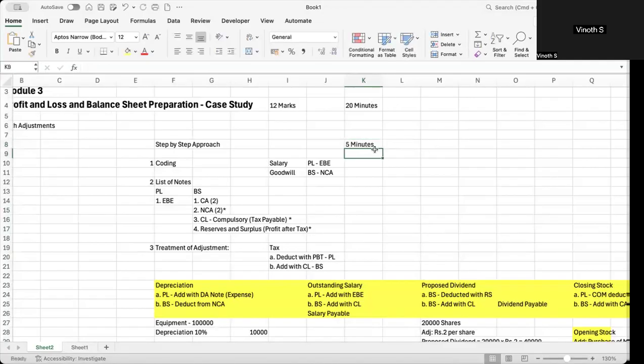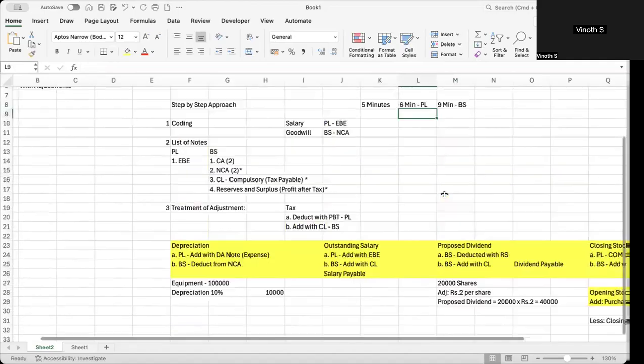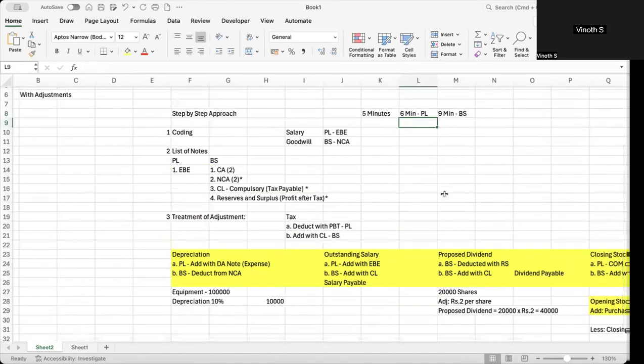When I complete the 5 minutes, the remaining 15 minutes we can use for preparation of the P&L and balance sheet. Maybe I will take a maximum of 6 minutes for the P&L, and the remaining 9 minutes, including the notes preparation, the balance sheet can be done easily. I can even spend one more minute to review whether my answer came out perfectly or not. Okay, we'll go to the numerical and see all the steps, how we are executing.